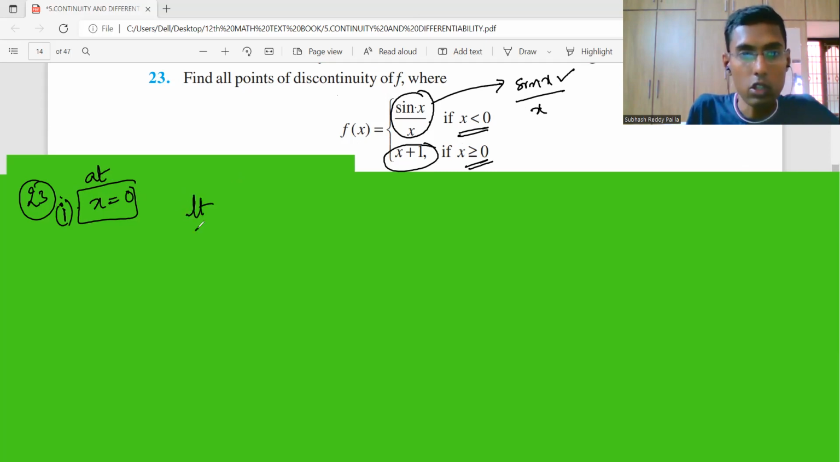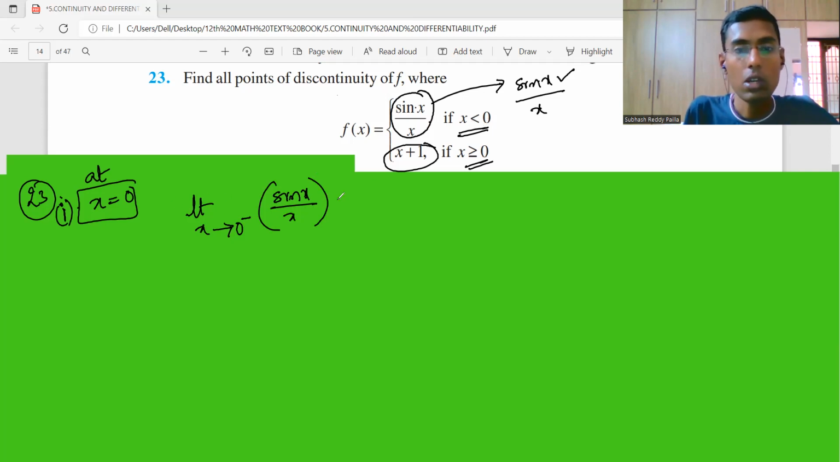Limit x tends to 0. Now here it is defined in two ways. Therefore, we have to use left hand limit and right hand limit. Limit x tends to 0 minus f of x. I am writing directly sin x by x. As x is tending to 0 from the left hand side, sin x by x. So this is the LHL. Limit x tends to 0 minus f of x, equal to, what do I get? What is this? Can you tell me?